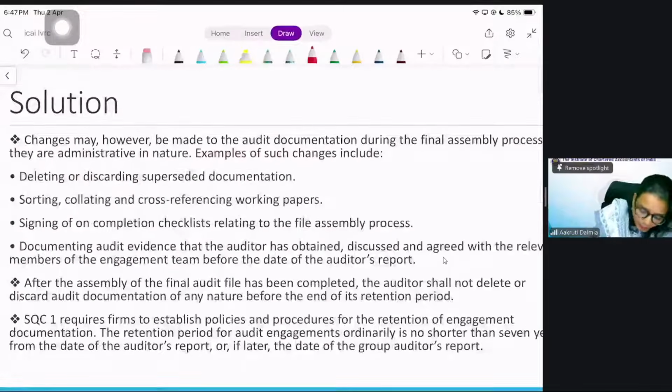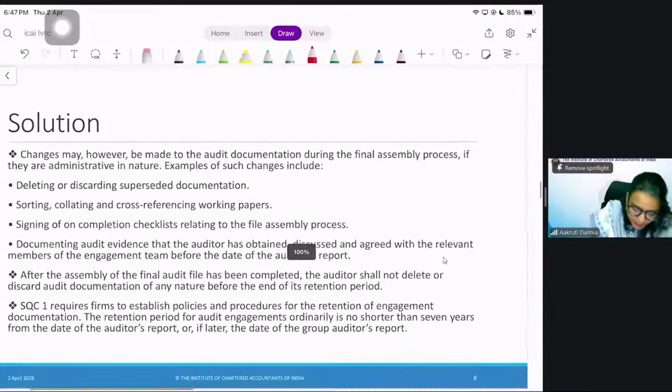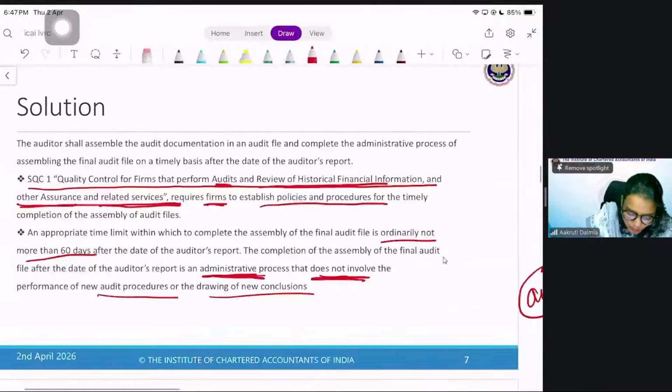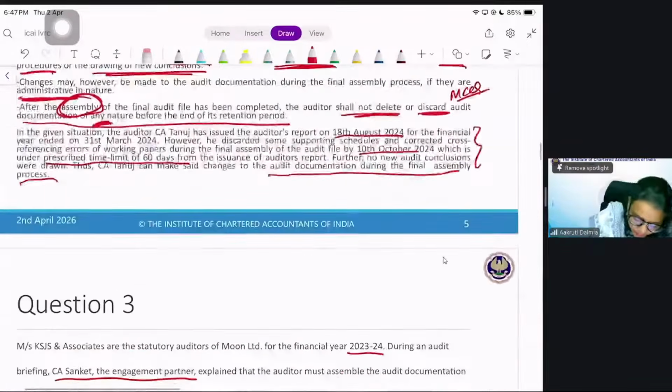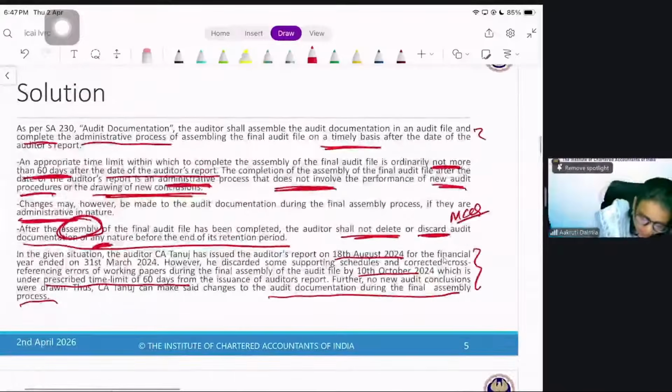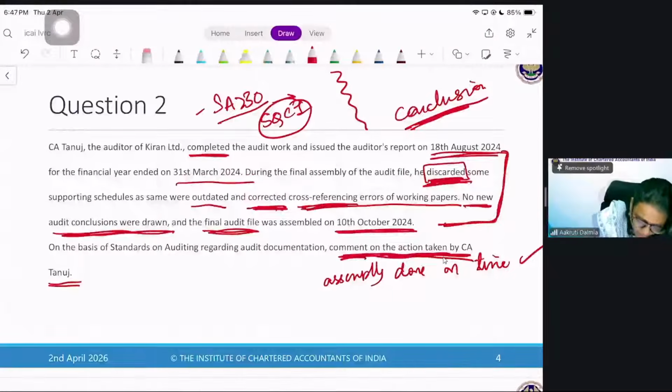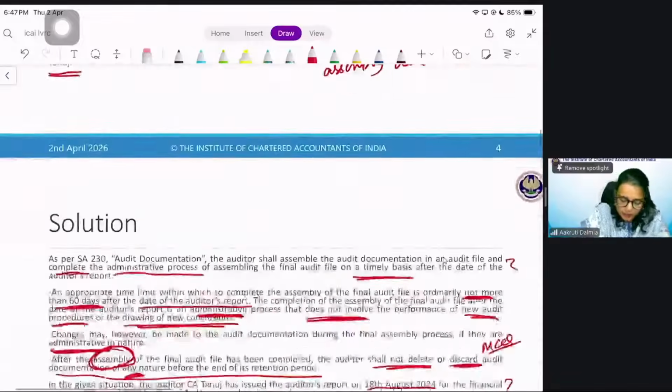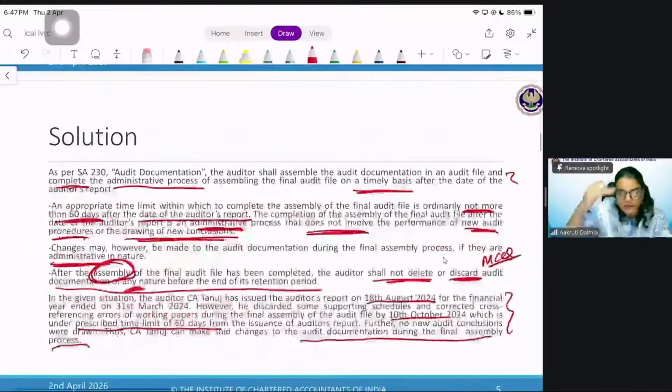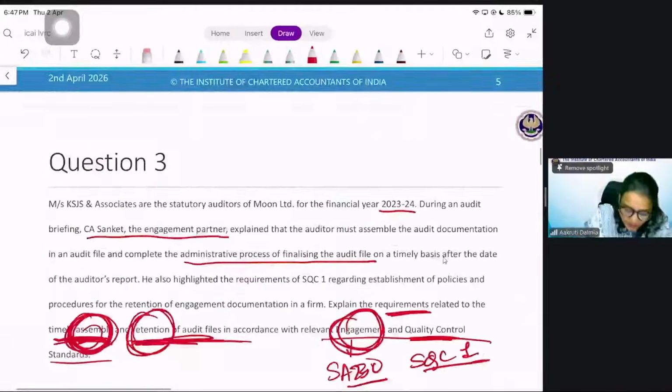Now ये वाले points ऊपर क्यों नहीं आए? Previous answer में why did it not come? Because in question itself it was given that he discarded some things, he corrected some cross references, he did not do any new audit conclusion. So here we just had to say whether what he's doing is right or not. But the next question is asking what all can you do? Write the whole thing. And that is why it's a direct question.